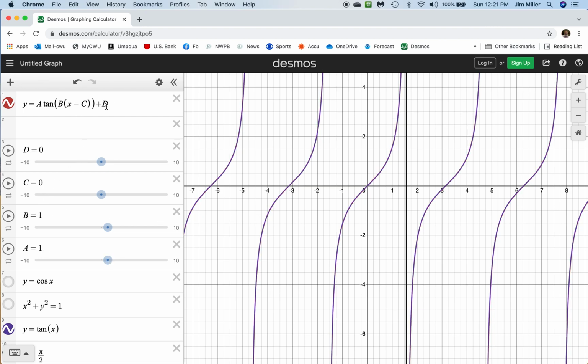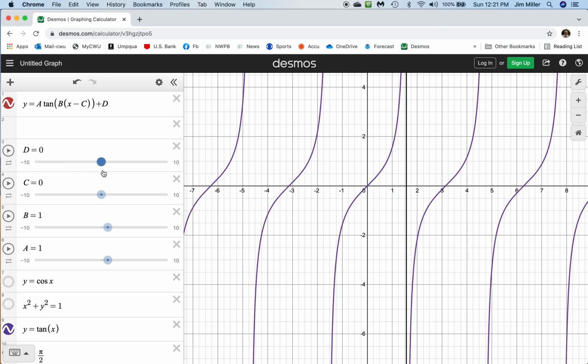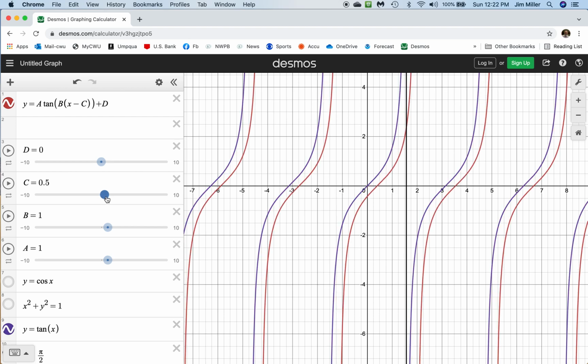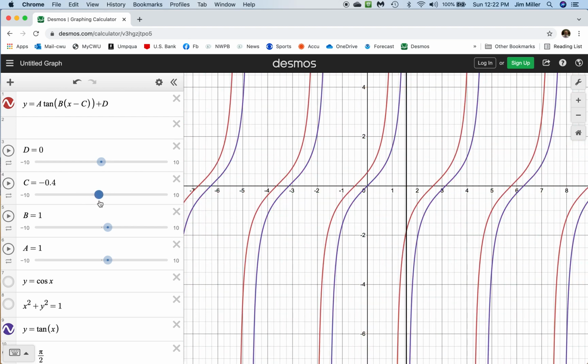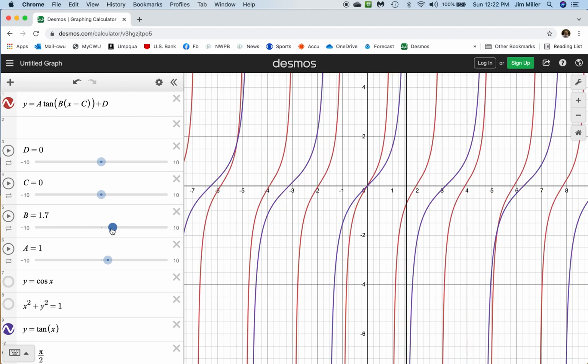Now, what does the D do? Well, we know what that does. It moves it up or down. Okay? So it's back to not moved up or down. D is 0. C moves it left or right. Okay? And B increases how many there are, increases the frequency of them. So watch as I make this go more.